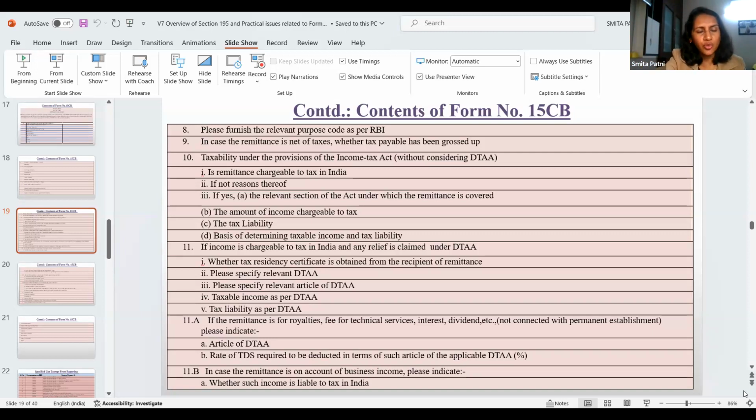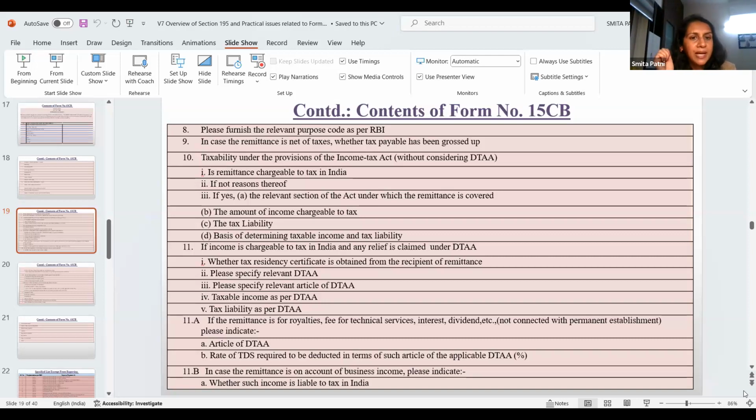Basis of determining, you will have to give that it was grossing up, or it was net of taxes, or it was without grossing up. What was the reason for giving this? If income is chargeable to tax in India and any relief is claimed under DTAA, obviously, in this case the first question it asks is whether TRC is obtained. We can only get the treaty benefit if TRC is there. In case TRC is not there, obviously we will get out of it.